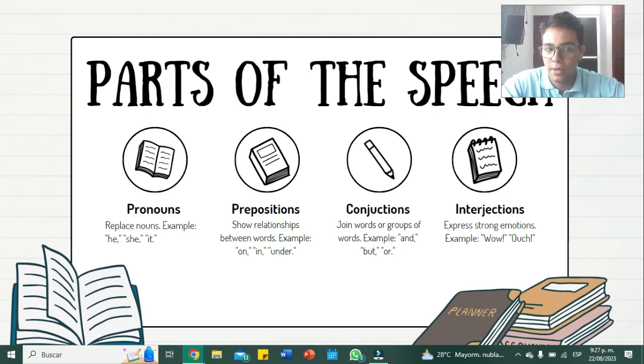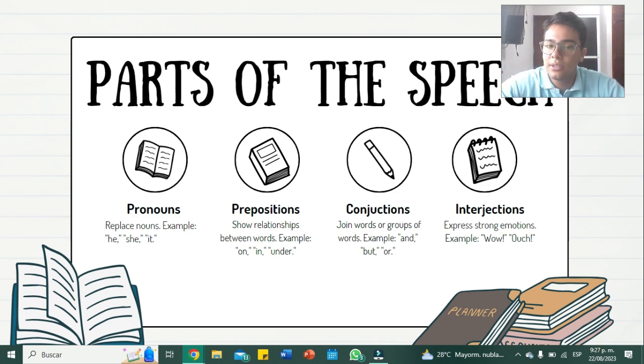So, okay, let's continue. Because then we have the pronouns. The main work that pronouns have is to replace the nouns. In this case, we are replacing people. Example: he, she, it, like that. Then we have the prepositions that show a relationship between words. For example, on, in, under.